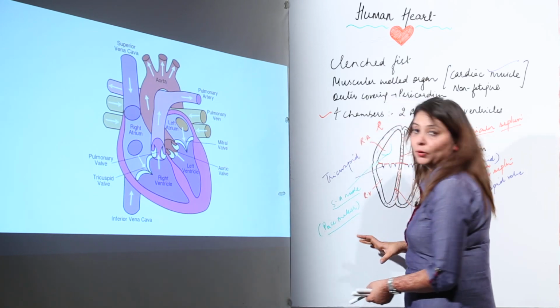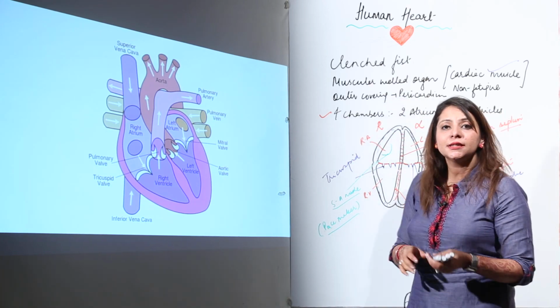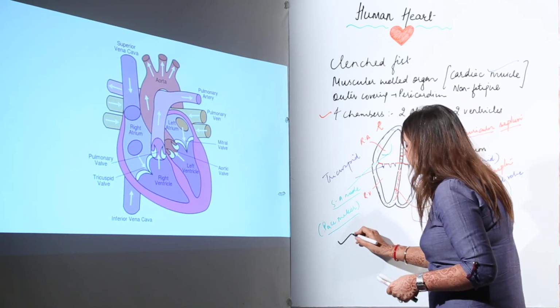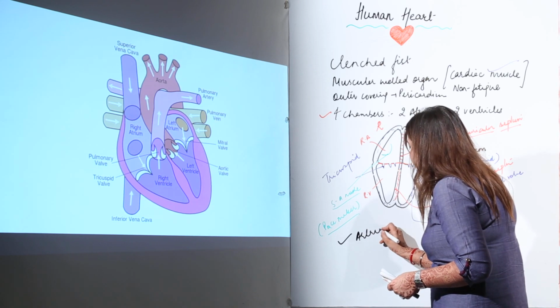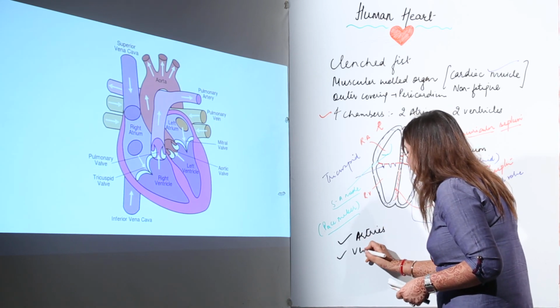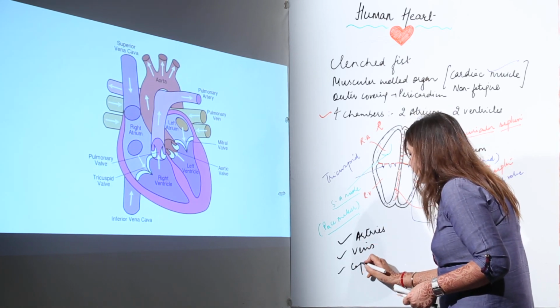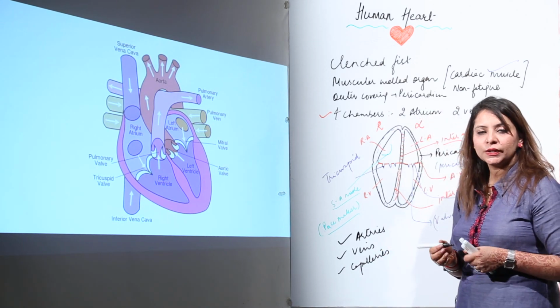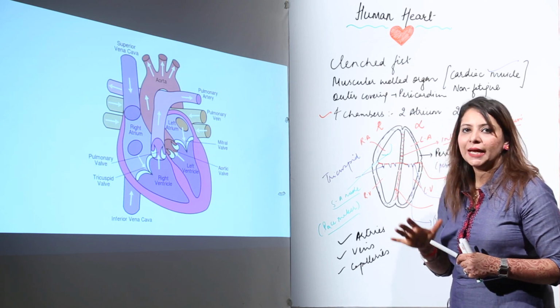Now we will study the vessels which are actually concerned with the working of the heart. So what are those vessels? The vessels associated with the heart are arteries, veins and capillaries. There are three vessels associated with the heart: arteries, veins and capillaries.